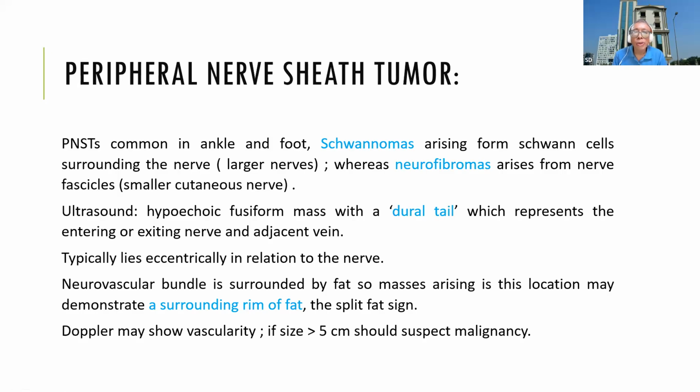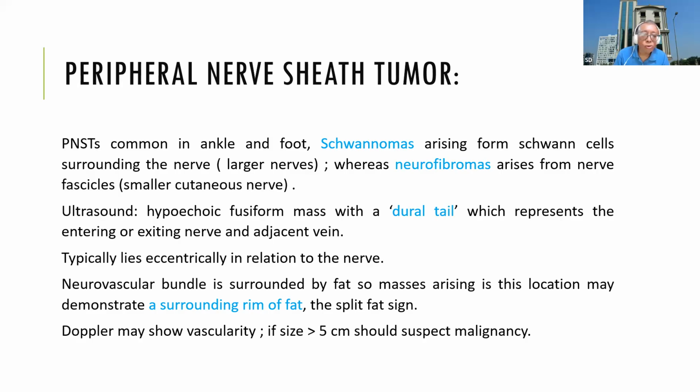Okay, another problem that the patient can have in foot pain is peripheral nerve sheath tumor. If this peripheral nerve tumor arises from the larger nerve, that is from Schwann cells, then it is called schwannoma. Or if it arises from the small cutaneous nerve, then it is called neurofibroma. So peripheral nerve sheath tumors are either neurofibromas when they arise from small cutaneous nerves, or schwannomas when they arise from a large nerve.